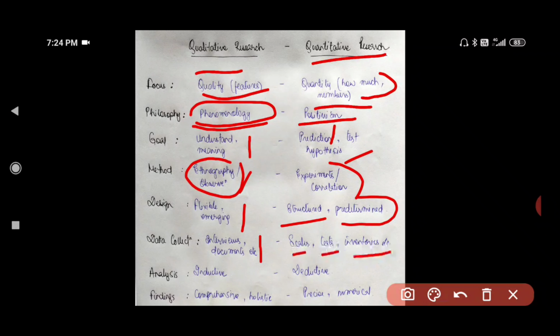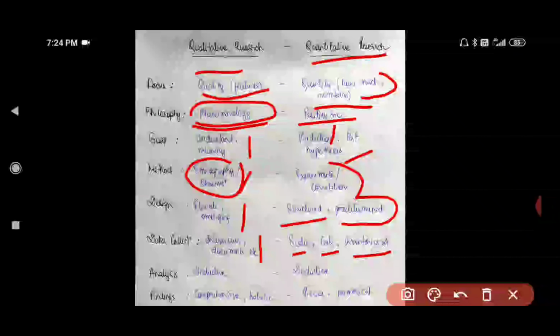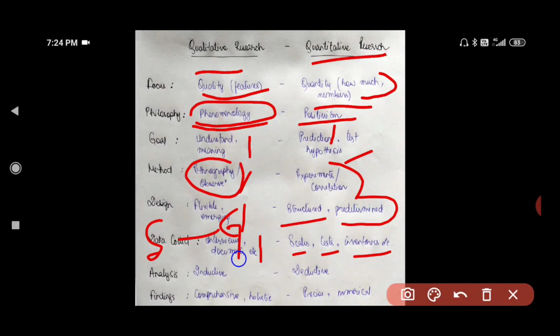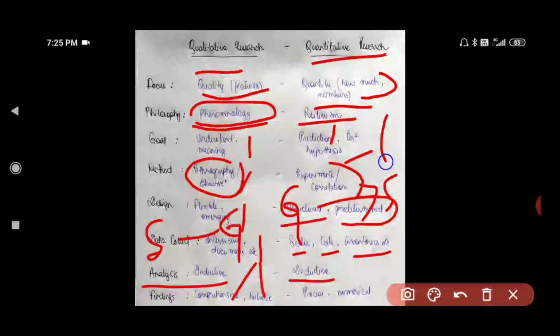The analysis in qualitative research is done through inductive. So inductive means going from specific to general. And for quantitative research, the analysis is done from general to specific. Okay, so we'll discuss about inductive and deductive in future. Findings, comprehensive and holistic. Holistic means wholesome. Okay, it tends to look at the whole rather than in parts. Okay, and the findings in quantitative research precise and numerical.